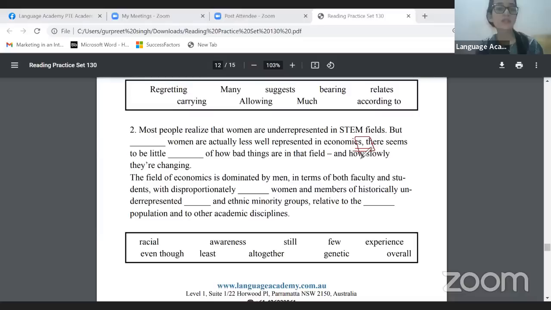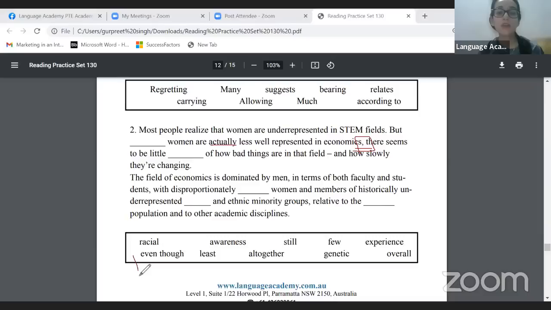That means there are two parts in this sentence. Before you select an answer, you need to understand the connection between these two parts. Are they going on the same side? Are they going contrasting to each other? Before you understand that relation, you cannot really select your answer. So they say, but dash women are actually less well represented in economics. There seems to be little dash of how bad things are in that field. And the answer was even though. So even though means that yes, we accept there is actually less representation of women, but there is little dash of how bad things are.